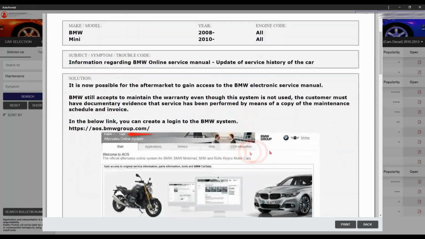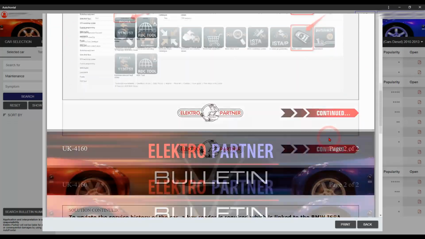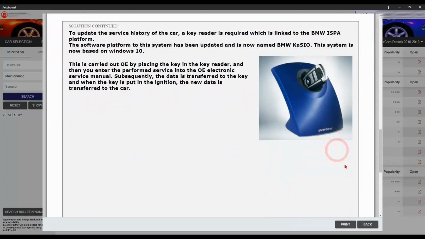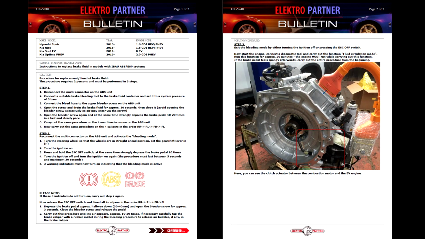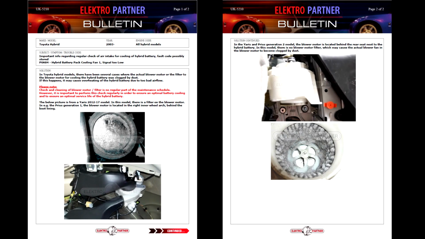Here's some help to fill in the online service book. We receive a lot of questions on this online service book on all car brands. When doing a maintenance service on this plug-in hybrid from Kia, there's also a special procedure when changing the brake fluid. In hybrid models from Toyota, you should pay close attention to the air filter to the high voltage battery.